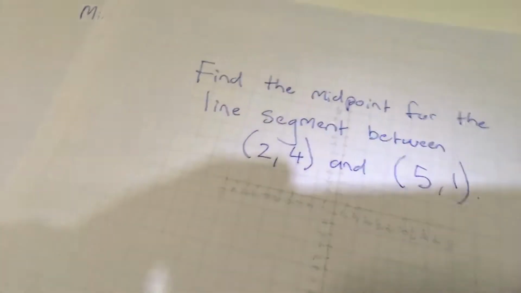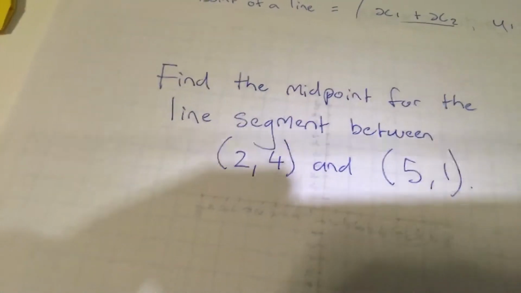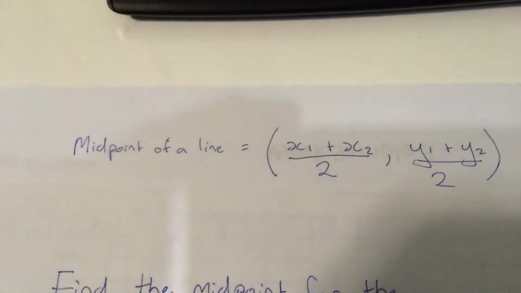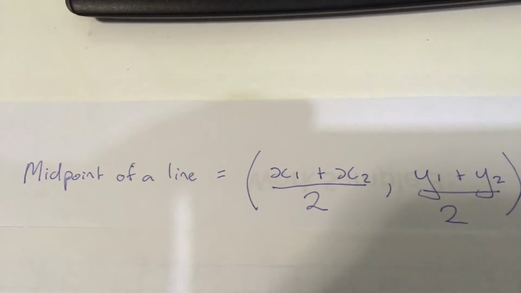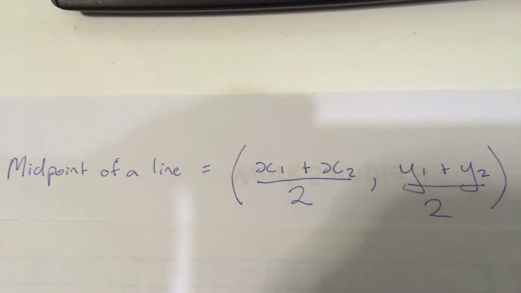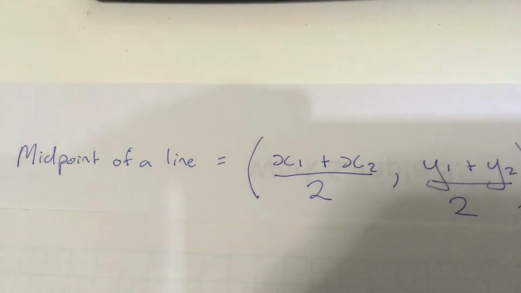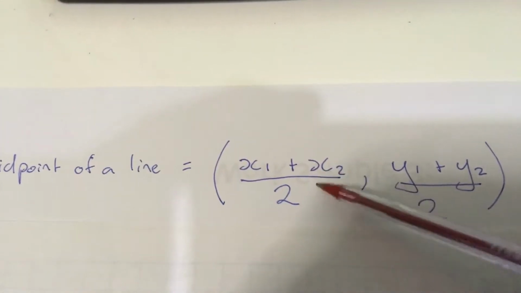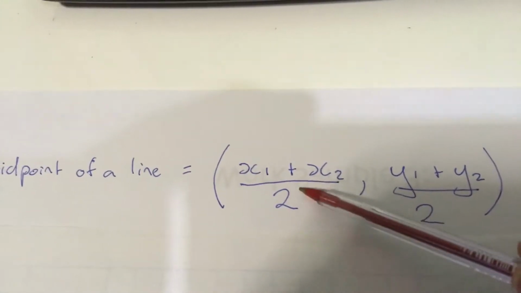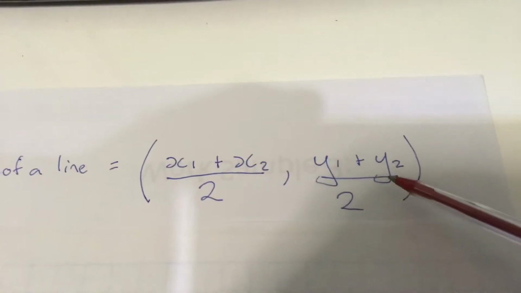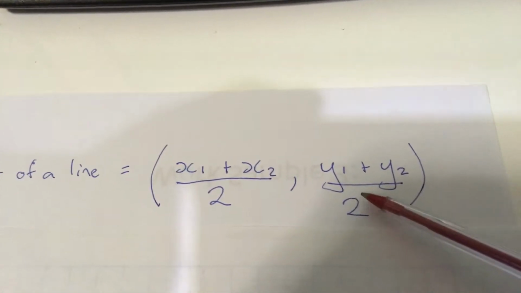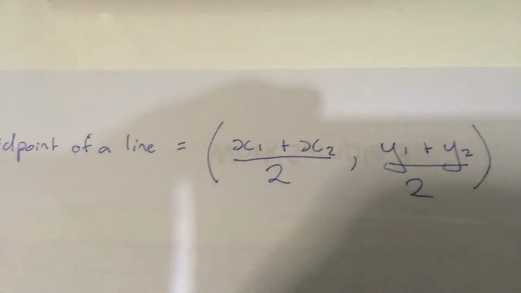The other way is to use some mathematics. So we actually have an equation that we can use. So the midpoint of a line is adding the two x coordinates together and dividing it by 2 to get our x coordinate, and adding the y coordinates together and dividing it by 2. So it's pretty much like an average.